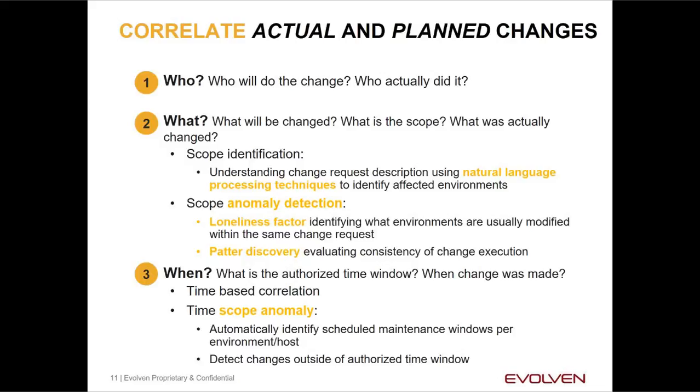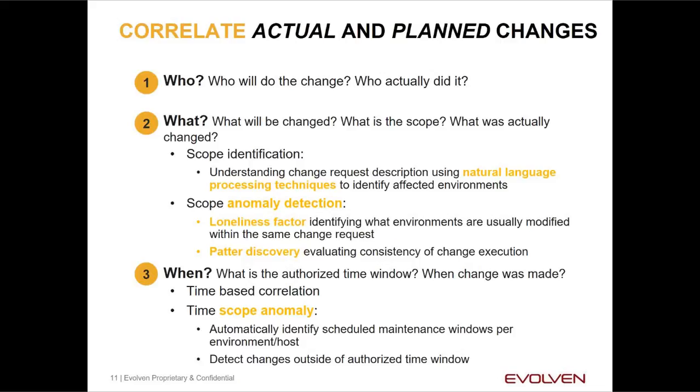We need to understand anomaly detection. So maybe we need to know something from a loneliness: what environment is usually modified within this change request? Did something get modified that's normally not done? And then also pattern discovery. Can we see the consistency of change execution, and is something out of the norm? If we can apply these auto analytics along with your input, we can get to more of that correlated data. And then of course the when, right?